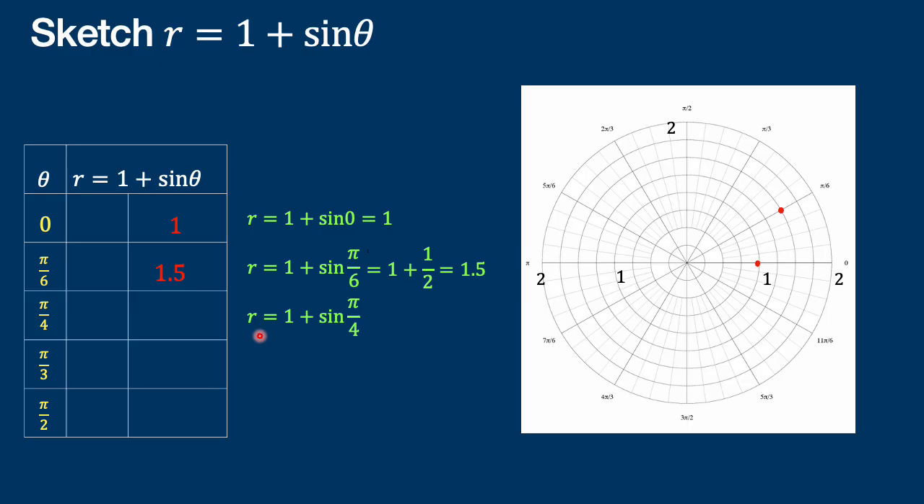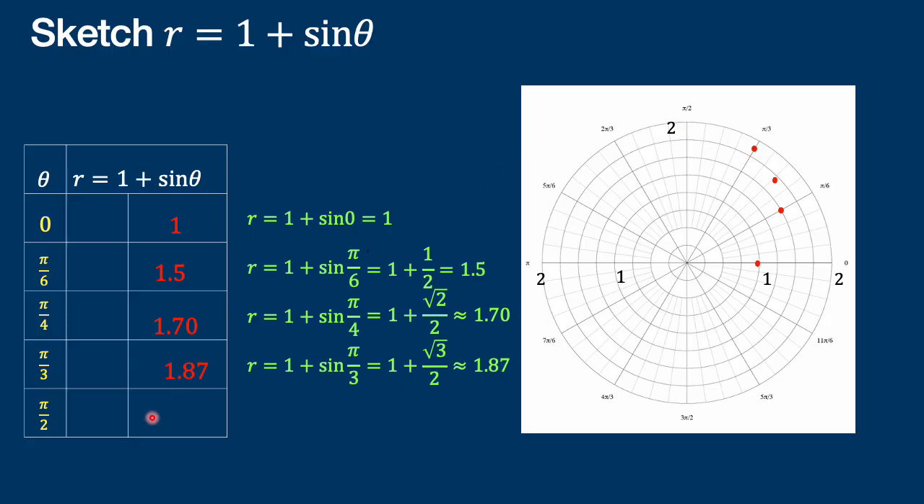Theta is pi over 4, r is 1 plus sine pi over 4, that's square root 2 over 2. 1 plus square root 2 over 2 is 1.7. Pi over 4 is right here. You're going to plot it, 1.70. Theta is pi over 3. R is 1 plus sine pi over 3, which is 1 plus square root 3 over 2. That's 1.87. Distance from the origin is almost 2, plot right there.